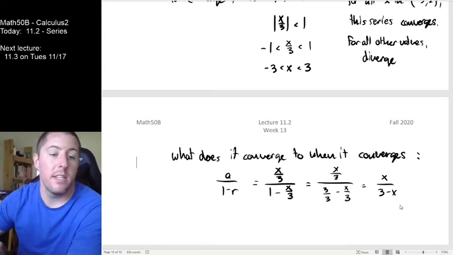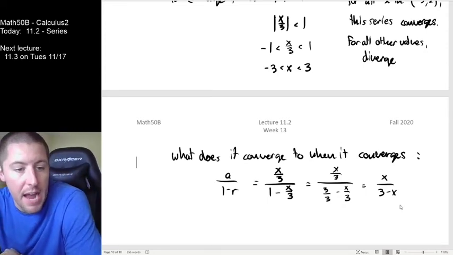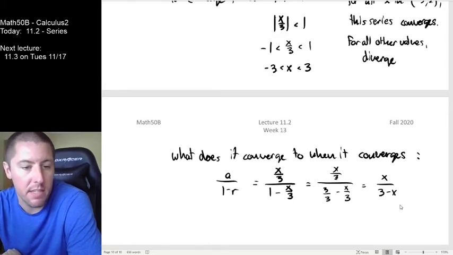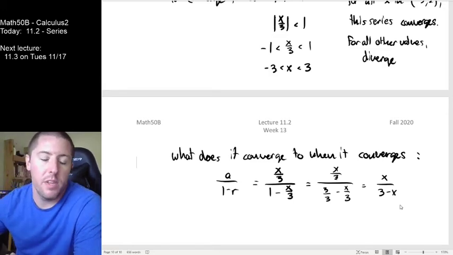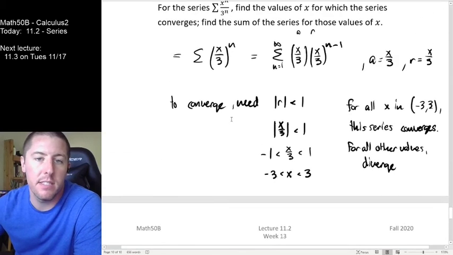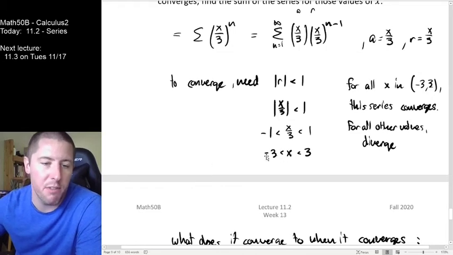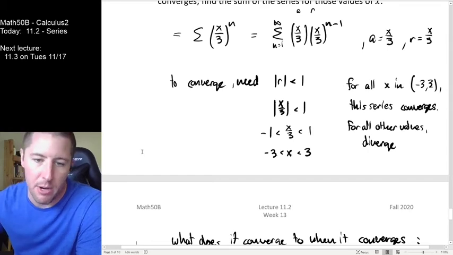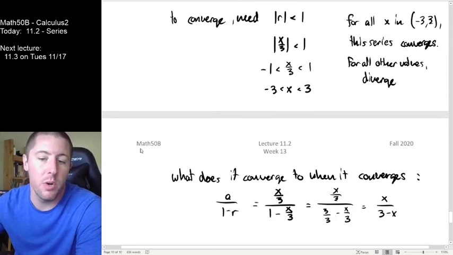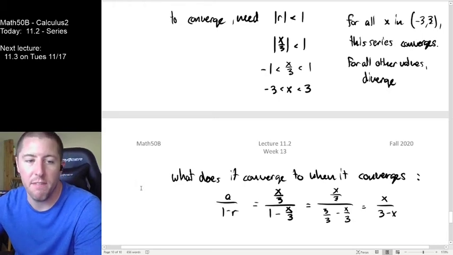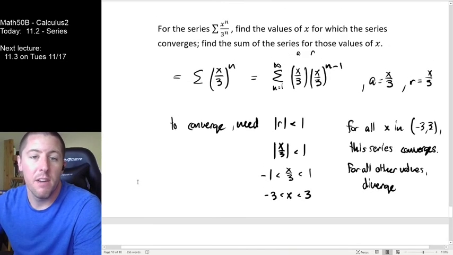Now we are going to come to define this idea to be a radius of convergence. We say that this one parameter series with a parameter of x will converge in a radius of 3 about x equals 0. That is the convergence radius for the parameter x. What will it converge to? If x is between negative 3 and positive 3, then the sum of the series is x over 3 minus x. We have a general form for the value of this sum.